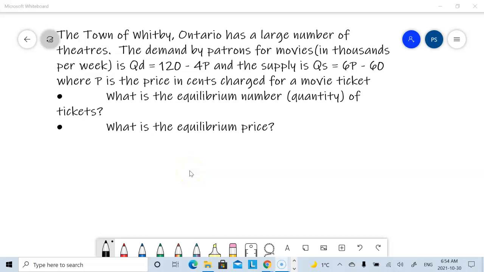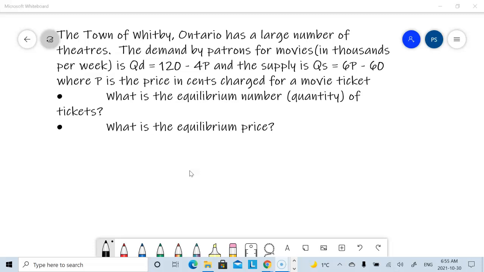The town of Whitby, Ontario has a large number of theaters. The demand by patrons for movies in thousands per week is QD, which is quantity demanded, equals 120 minus 4P, and the quantity supplied, which is QS, equals 6P minus 60, where P is the price in cents charged for a movie ticket. What is the equilibrium quantity of tickets? What is the equilibrium price?